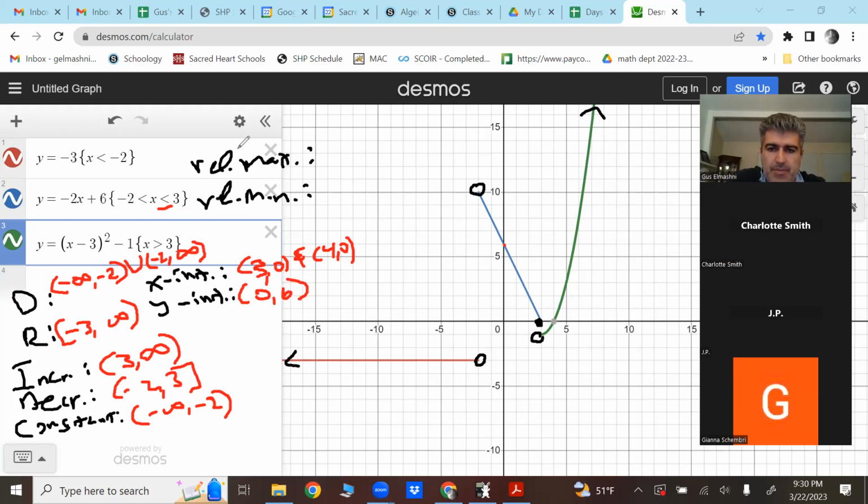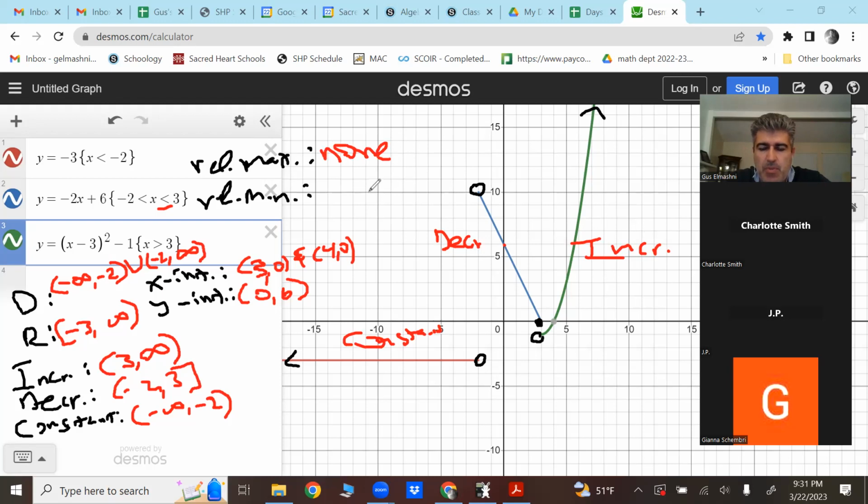Relative max. So that's when we see a shift from increasing to decreasing. That never happens here, actually. We never change from increasing to decreasing. Here we're constant. Here we decrease. Then we increase. So we never see that transition from increase to decrease here. So that's going to be none.